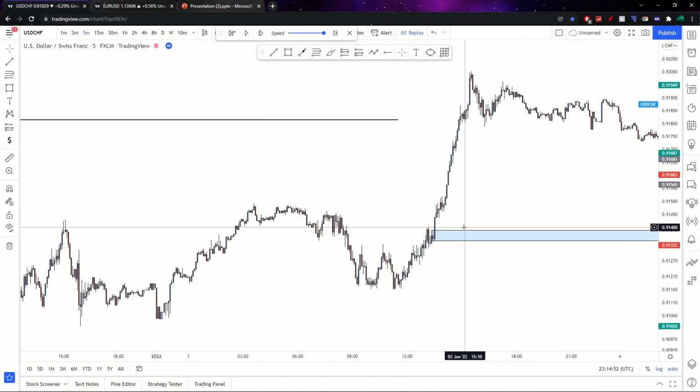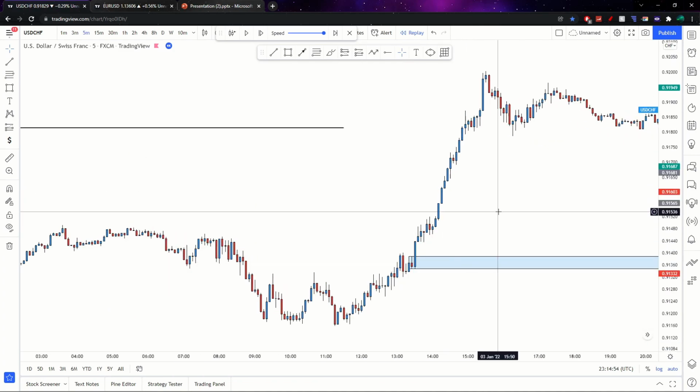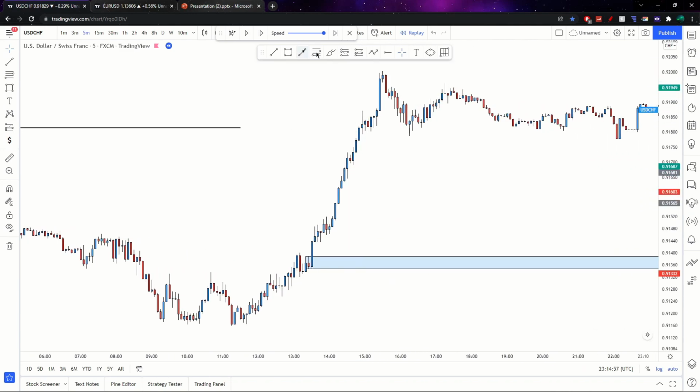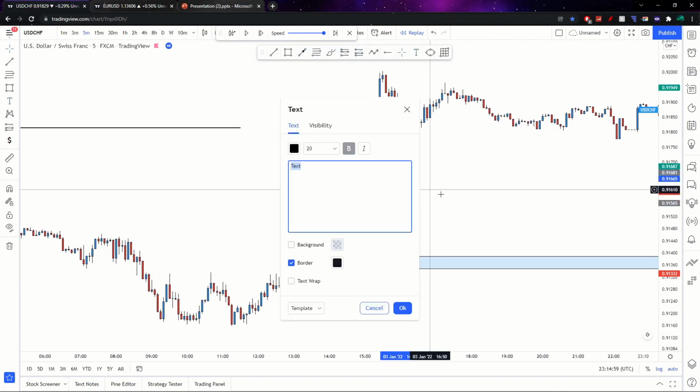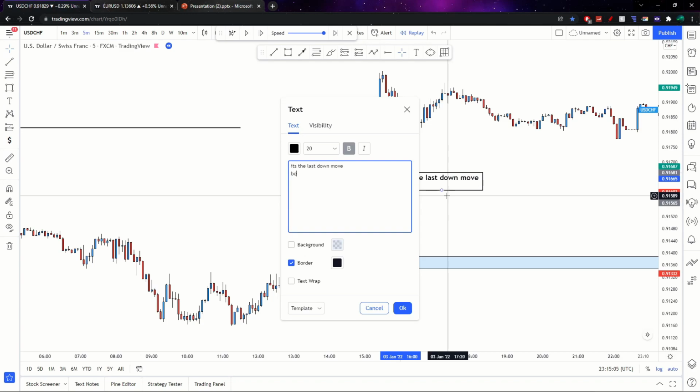So right here, with the buy order block, I said on the slides, I'll just write it down here. It's the last down move before the up move, which broke structure to the upside.